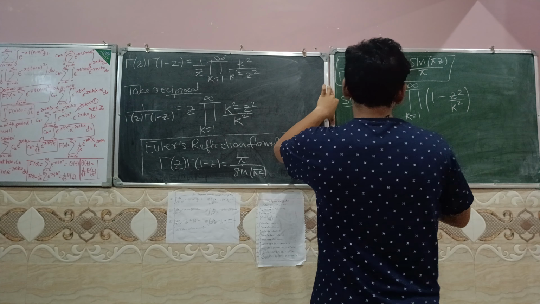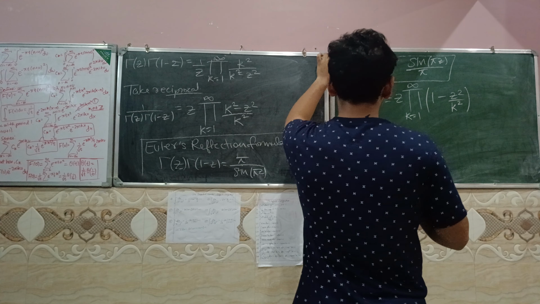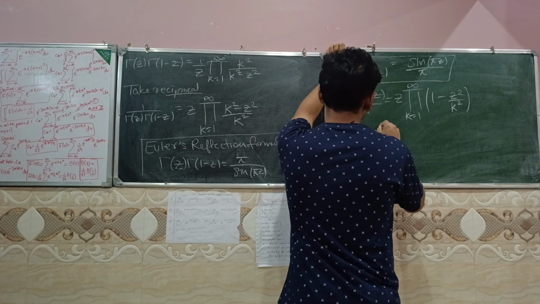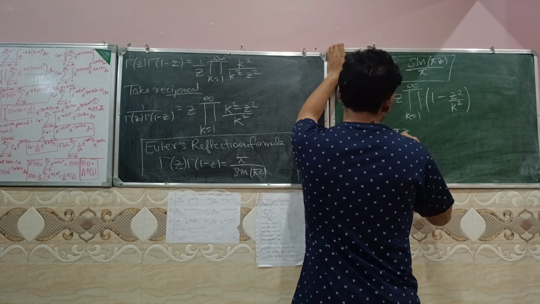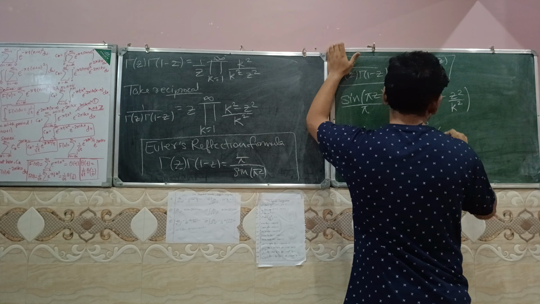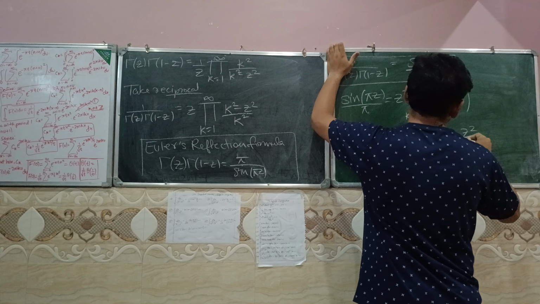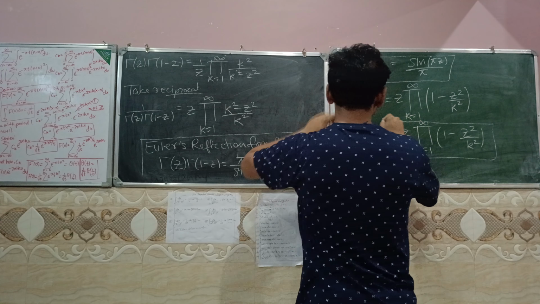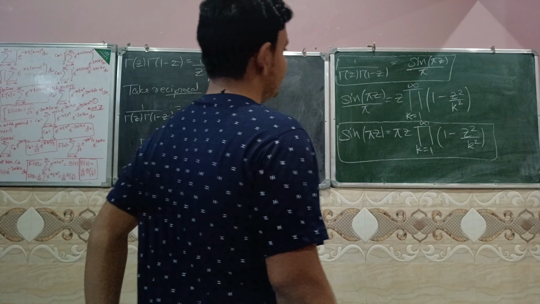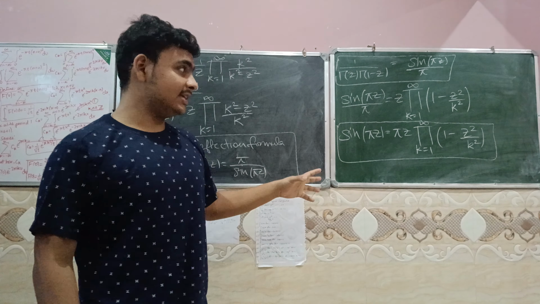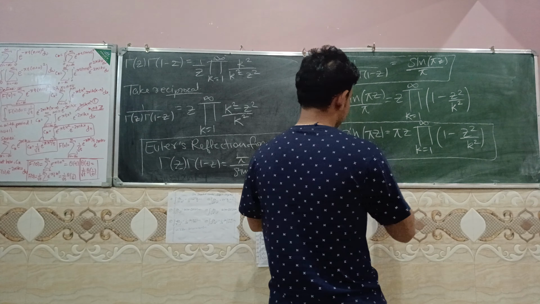Fine. So basically I was going to multiply both sides with pi here. So that's going to give us sine of pi z equals pi z times the product as k goes from 1 to infinity of 1 minus z squared over k squared. And hence this is the very relation of the one we began with. Well, we considered theta rather than pi z.